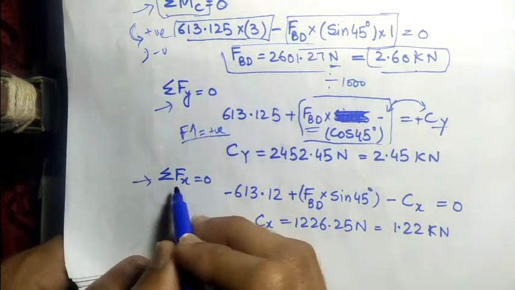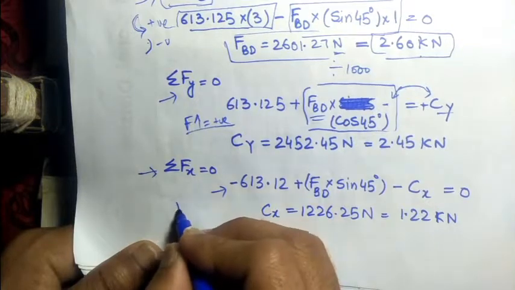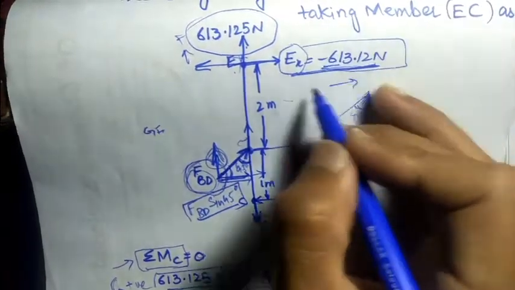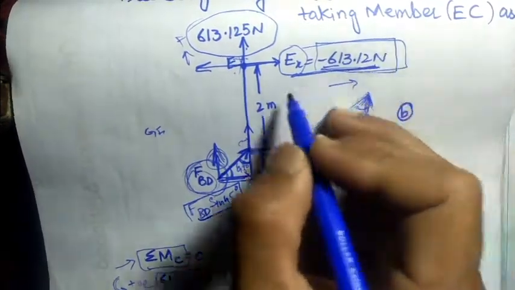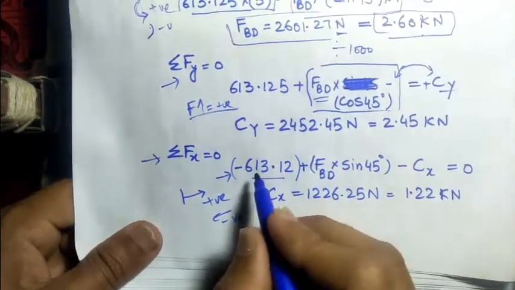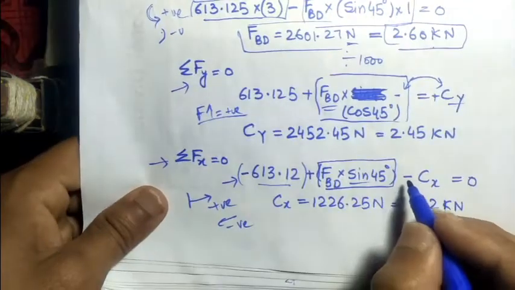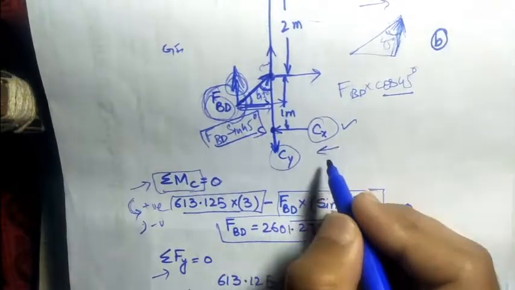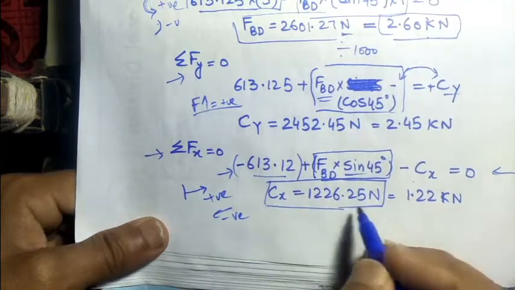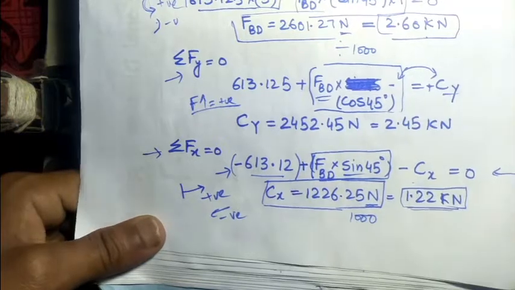By taking all the horizontal forces equal to 0, let us assume a rightward force is taken as positive and a leftward force taken as negative. So here Ex is rightward or leftward? If it is negative, it means it is in the leftward direction. So here the negative leftward horizontal component, and the horizontal component for the FBD force, and Cx is also a horizontal component moving in the leftward direction, so taken as negative. By solving this equation, we can easily calculate the horizontal component at point C, and after dividing it by 1000, we can easily get the Cx value in kilonewton.